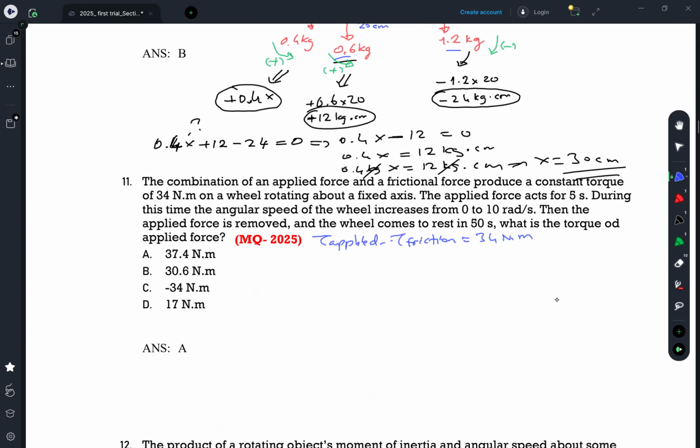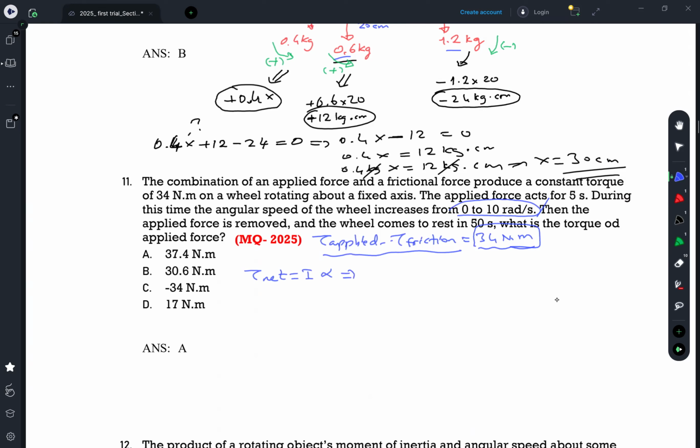The applied torque acts for 5 seconds, and for those 5 seconds this resultant torque of 34 newton meters is acting. In 5 seconds, we observe that angular speed changes from 0 to 10 radians per second. So from the initial part of the question, I'm going to calculate the moment of inertia. That is, net torque is equal to I times alpha.